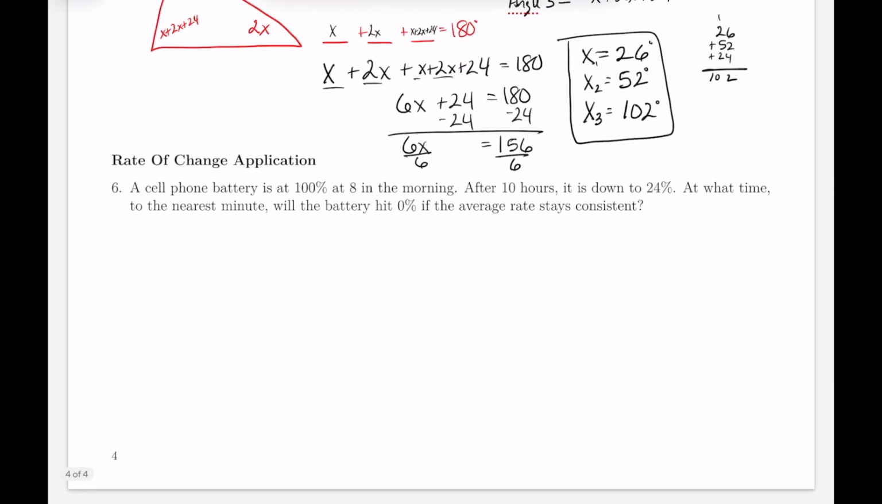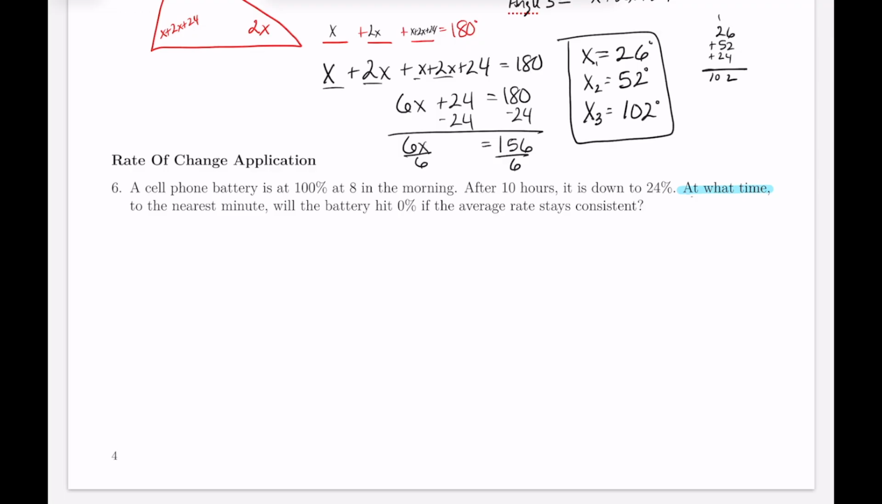Last one. A cell phone battery is at 100% at 8 a.m. in the morning. After 10 hours, it's down to 24%. At what time, to the nearest minute, will the battery hit 0% if the average rate stays constant? My question says, at what time? That means my final answer is going to be a time on the clock, not 3 hours and 12 minutes, but an answer like, maybe it's 1:34 p.m., because it says at what time.